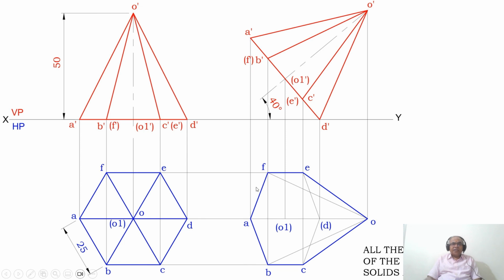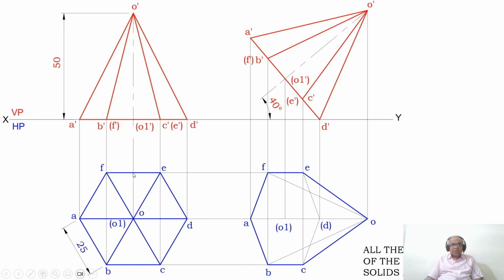Draw a vertical projector from A dash and then O1 dash, then D dash and then O dash to the top view. And then draw a horizontal projector from A, O, D and O1 to the vertical projector drawn from the second position front view. And on A dash vertical projector, this A will be intersecting, and then from O1 dash vertical projector, it will be intersecting here, which is O1, and from D dash vertical projector, which is intersecting at this point D, and from O dash vertical projector, which is intersecting at this point. So you mark this point as A, and then you mark this point as O1 in bracket, you mark this point as D, and you mark this point as O.